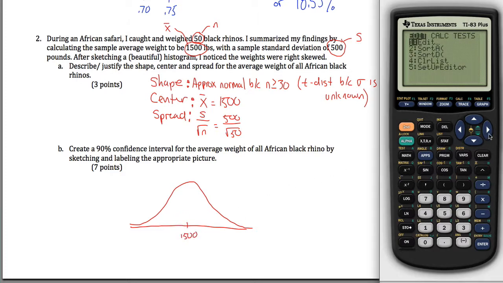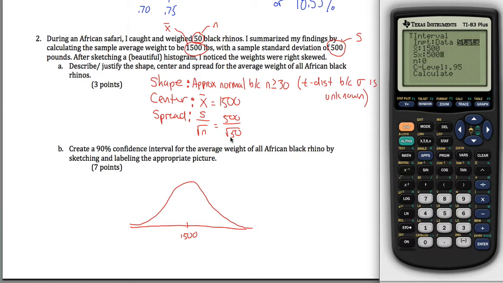If you hit stat and then tests, you'll see t interval. Why t interval and not z interval? Because I said it's a t distribution up here. So we want a t interval. I don't have the data itself. I don't have a listing of the 50 weights. I have statistics about the data. X bar, that's 1,500. S, that is 500. A little bit tricky here.